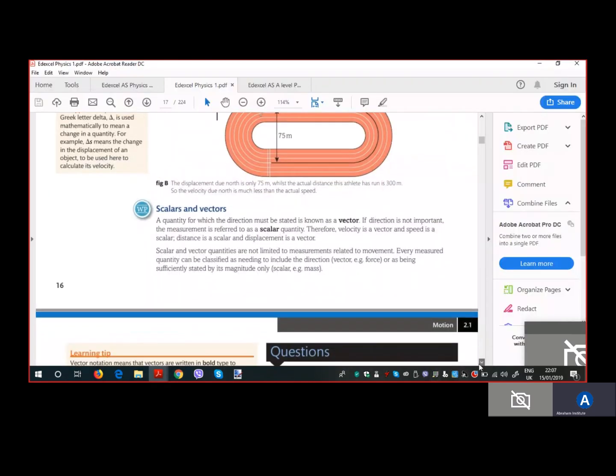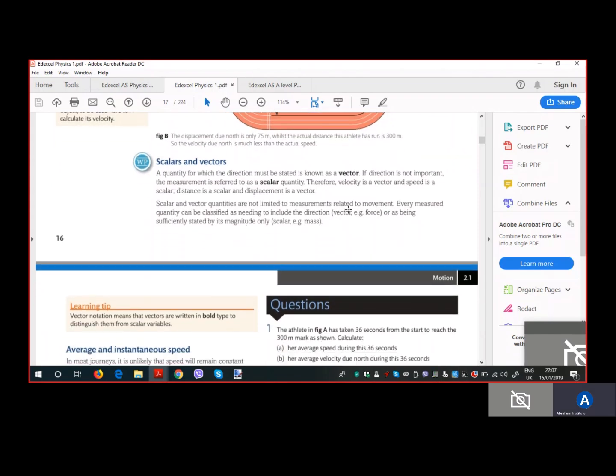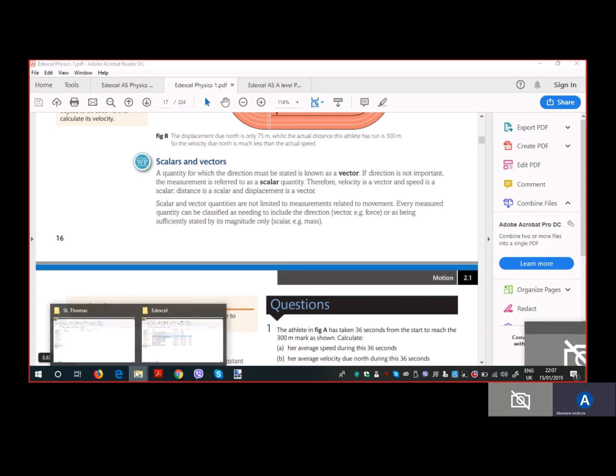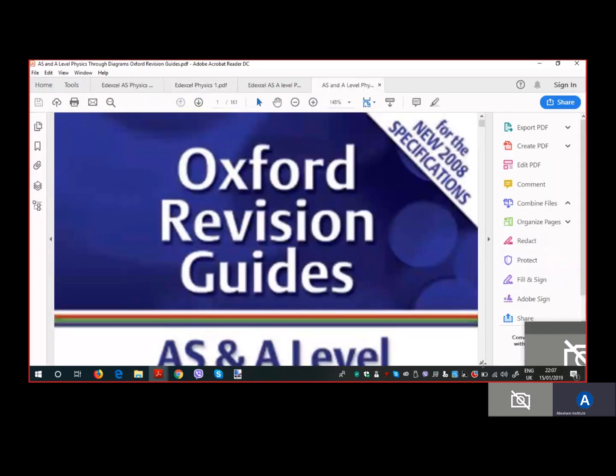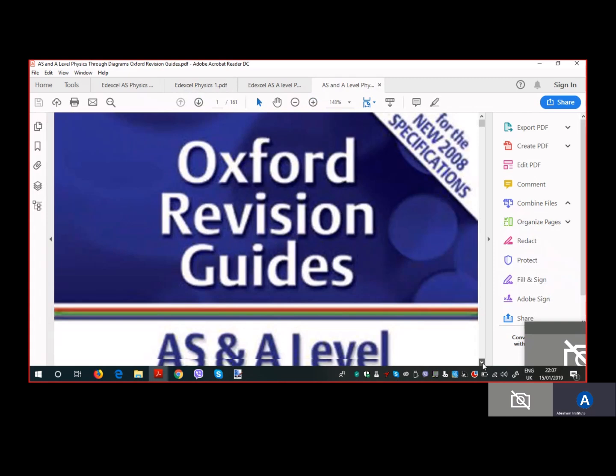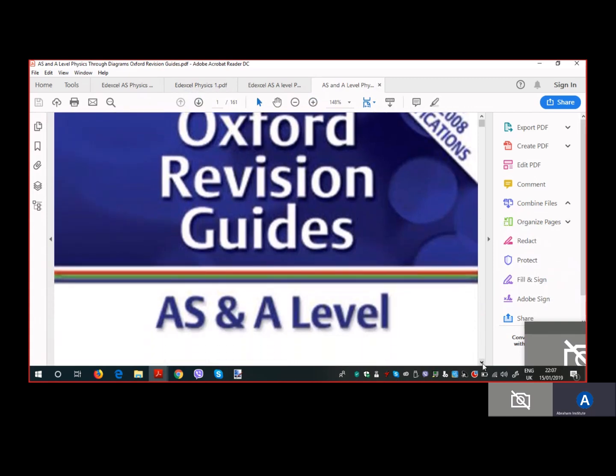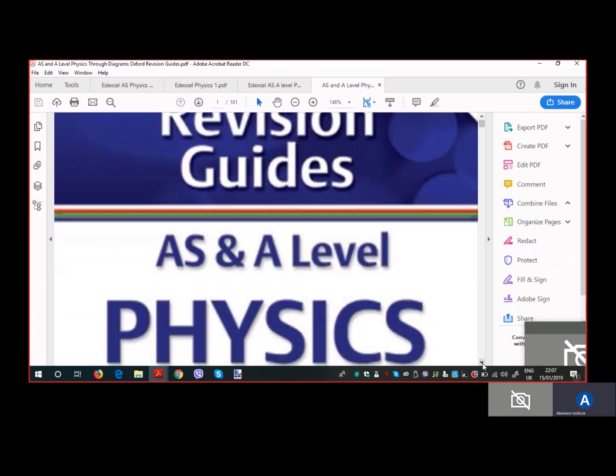So actually, here can you see they say force is a vector, mass is a scalar. They give you a few examples here. I think I have downloaded this revision guide from that website, Smart Notes. See this, you might get a table here.